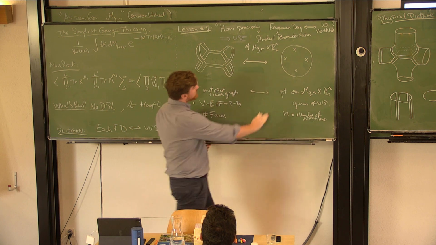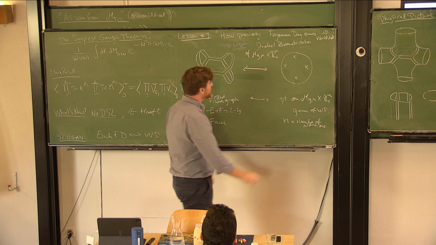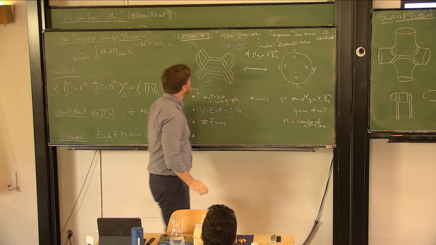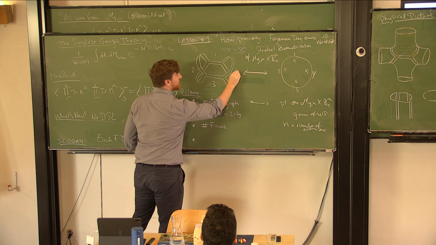So over here, what I'm showing you, for example, is a genus 0 4-point function. This is just a 4-point function on the sphere. So we have 1, 2, 3, 4 marked points. And that corresponds to the 4 faces here. 1, 2, 3, and 4.